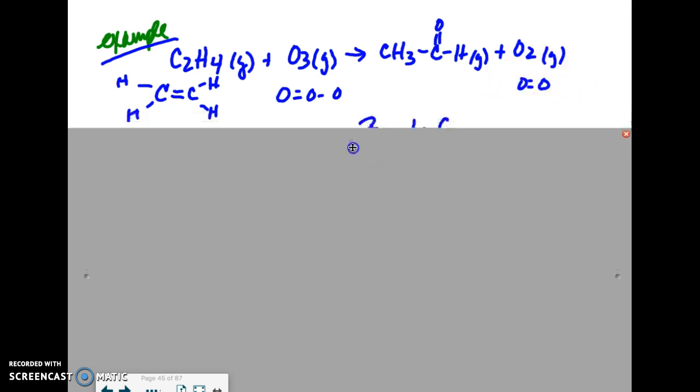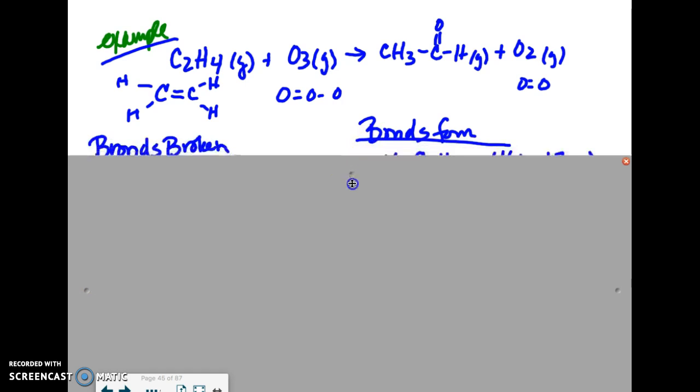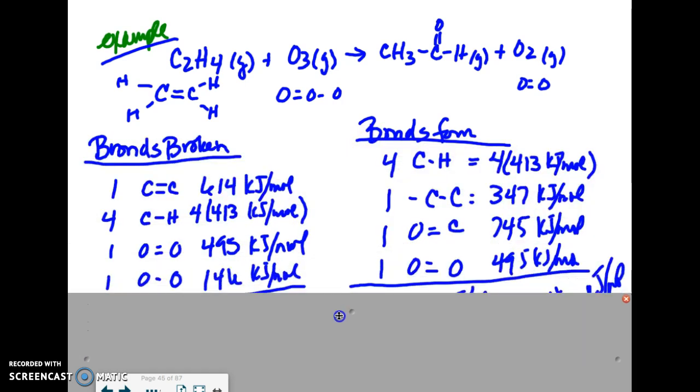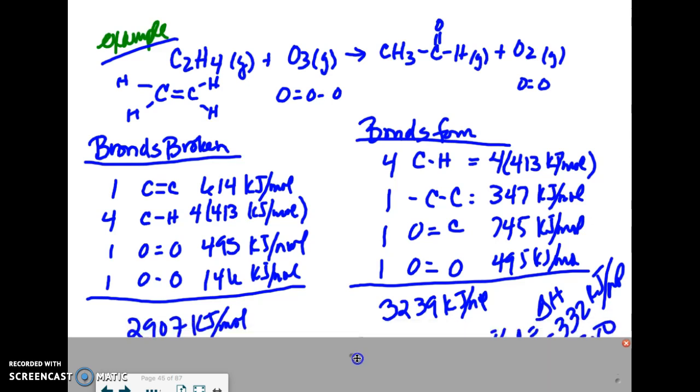So now what you would have to do is look at your textbook or a chart. They would give you this data. They wouldn't expect you to come up with this alone. You wouldn't have to memorize bond energy data. But you can see that you're first going to calculate the amount of energy of the bonds broken, and then you're going to calculate the amount of energy for the bonds formed.